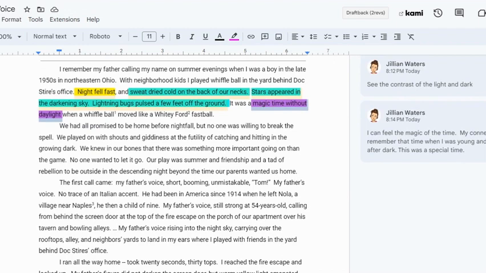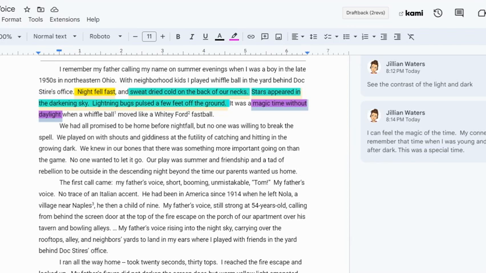We had all promised to be home before nightfall, but no one was willing to break the spell. We played on with shouts and giddiness at the futility of catching and hitting in the growing dark. We knew in our bones that there was something more important going on than the game. No one wanted to let it go. Our play was summer and friendship and a tad of rebellion to be outside in the descending night beyond the time our parents wanted us home.